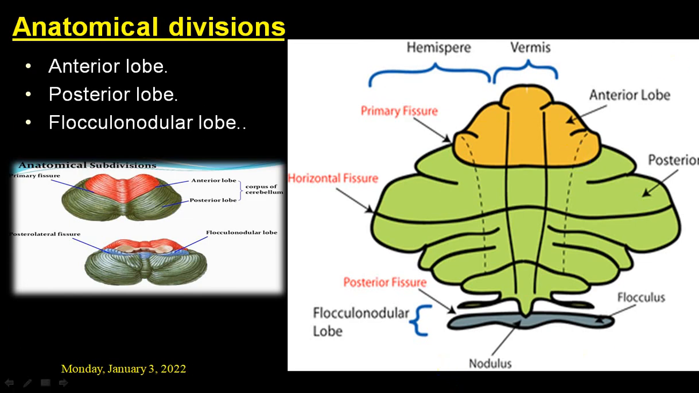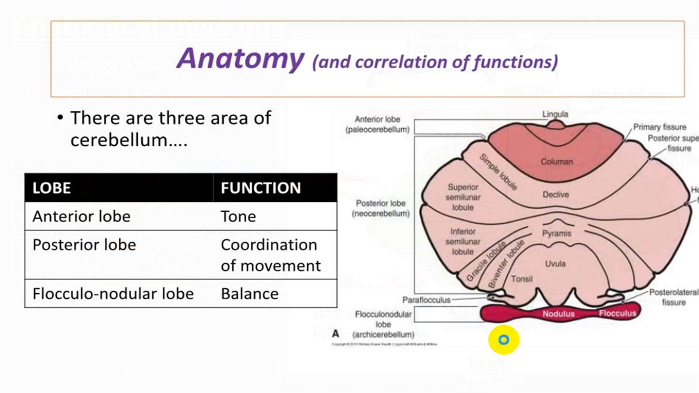So there is an anterior lobe, posterior lobe and flocculonodular lobe. You have two hemispheres and the central part is called the vermis. There is one fissure called the primary fissure which separates anterior from posterior, there is also a horizontal fissure, and there is a posterolateral fissure which separates the posterior lobe from the flocculonodular lobe. The anterior lobe is concerned with maintenance of tone, the posterior lobe with coordination of movements, and the flocculonodular lobe with balance.